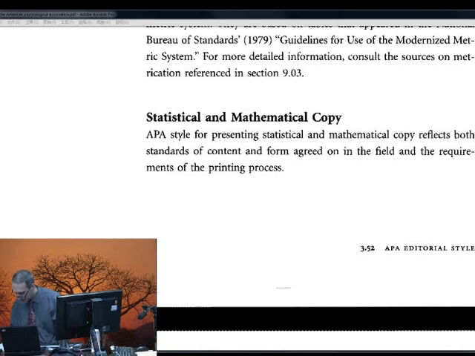APA style for presenting statistical and mathematical copy reflects both standards of content and form agreed on in the field and the requirements in the printing process, right? So you need to check what is the accepted style for that statistical notation. Now, if you're in psychology, it might be in this book. If you're not in psychology, it might not be in here. Or if you're using a symbol that's not here, what do you do? You need to check what is the normal way.